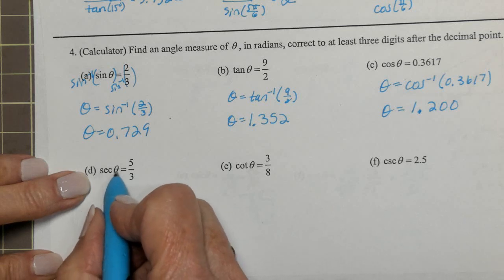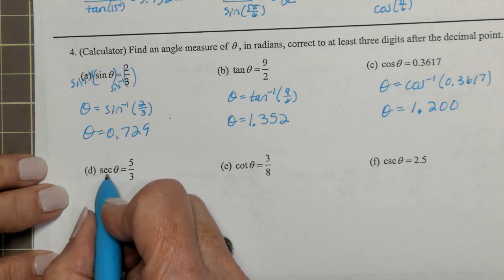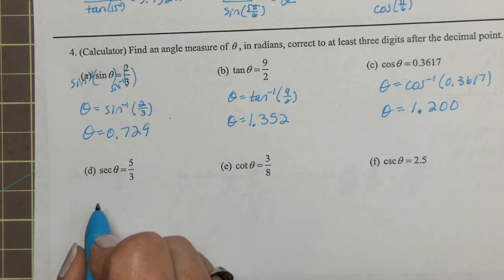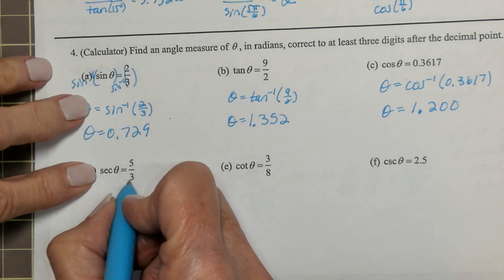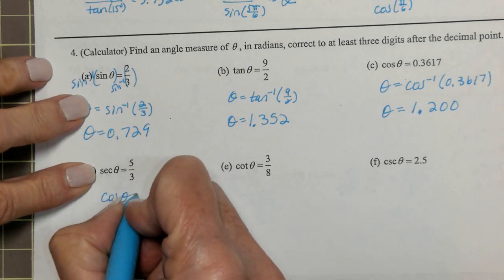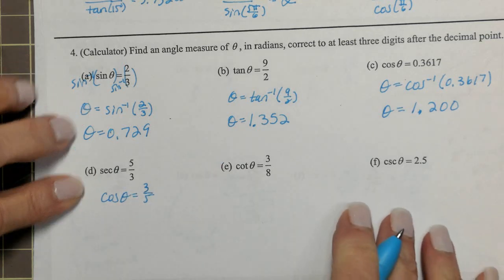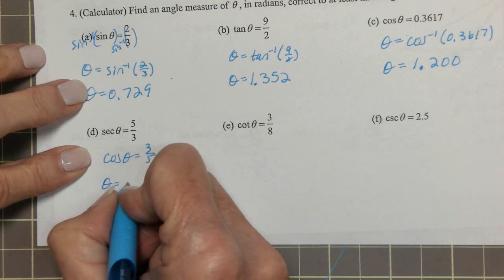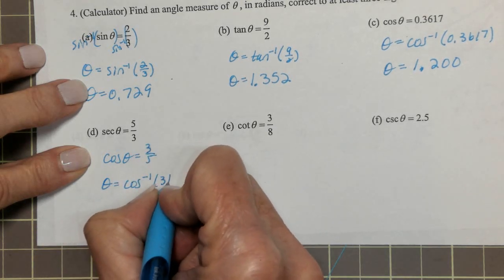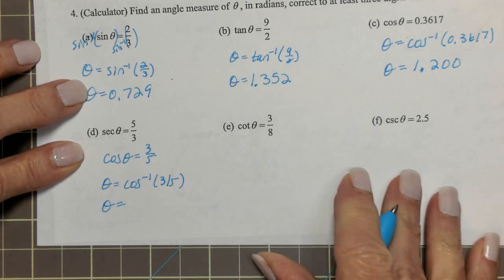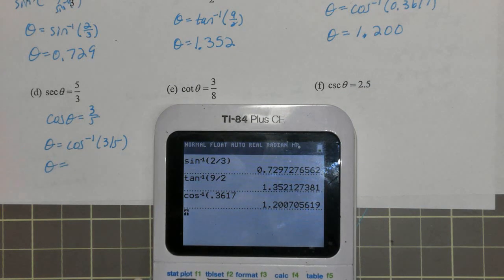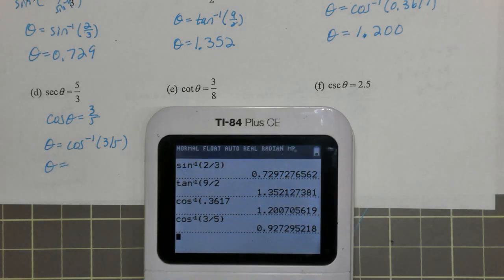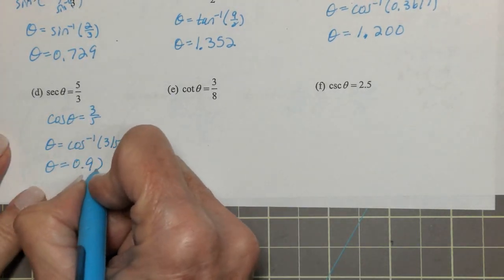All right, secant theta. Just like there's no secant button on the calculator, there's also no secant inverse button on the calculator. If secant of theta is 5 over 3, then cosine of theta is 3 over 5. So theta is cosine inverse of 3 over 5, right? So cosine inverse of 3 over 5 is 0.927.